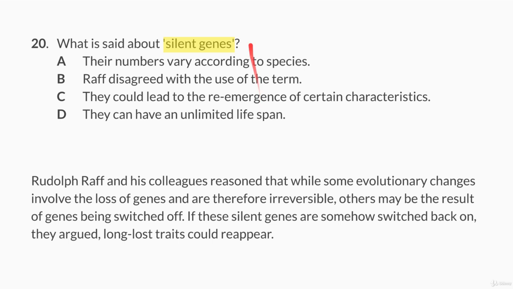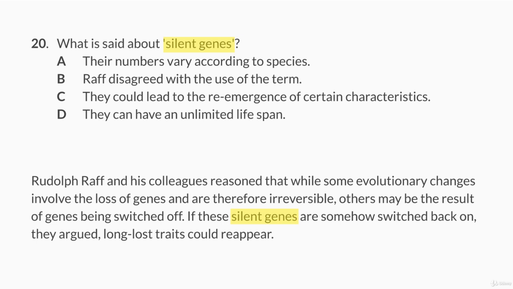The reason is that this keyword is placed in quotation marks. You see those quotation marks? It's placed in quotation marks. That means that it's a very specific terminology. So when you see very specific terminology, then you can expect to find the exact keywords in the reading passage. Awesome. So we found our keyword over here, silent genes.